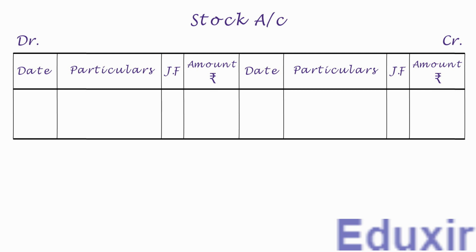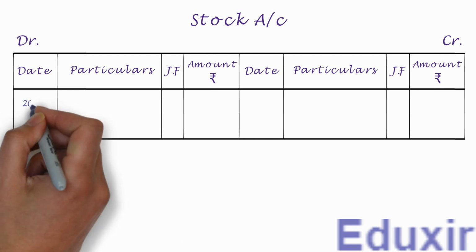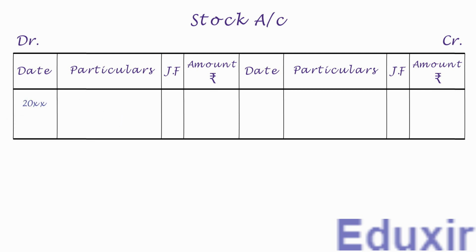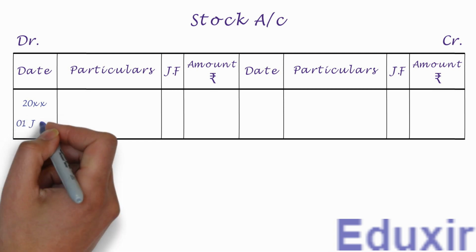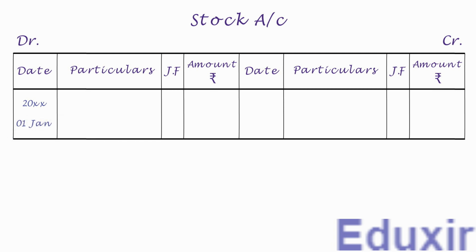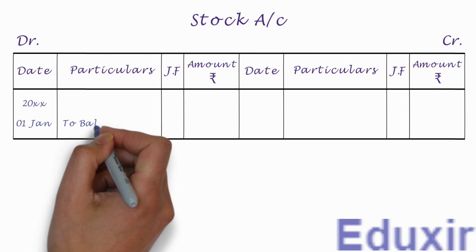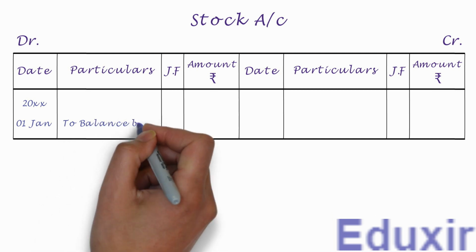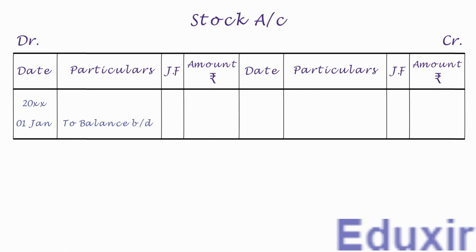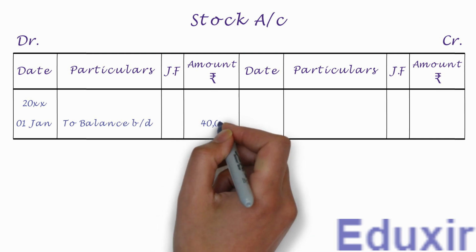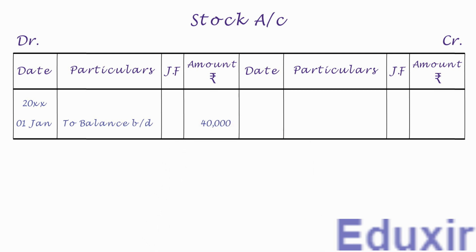Now on the debit side, let us first write the year in the date column. Let us now write the date. We need to write to balance brought down into the particulars column. Let us write the debit amount of 40,000 rupees into the amount column. That completes the posting of this journal entry into the stock account. Let us now take up the next entry.